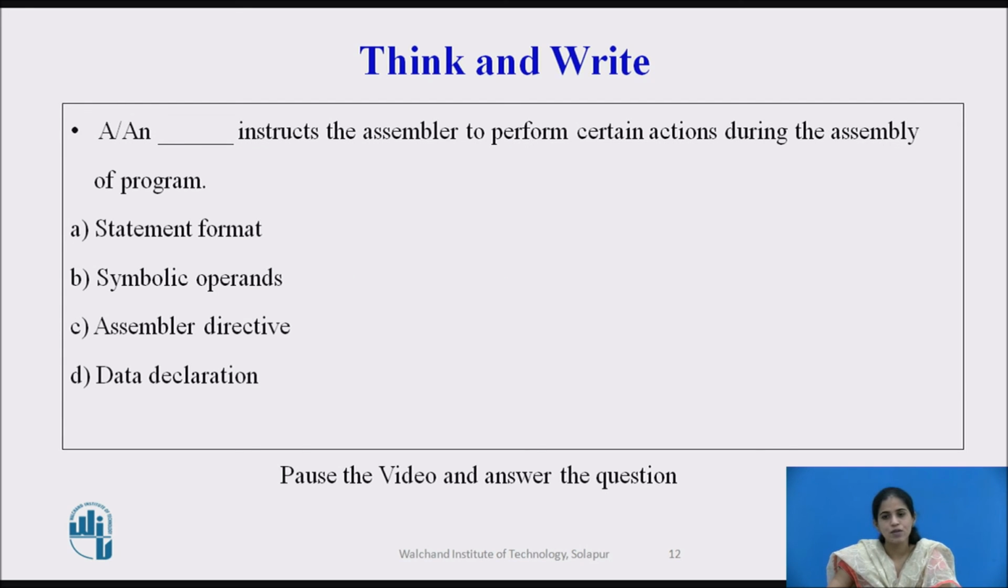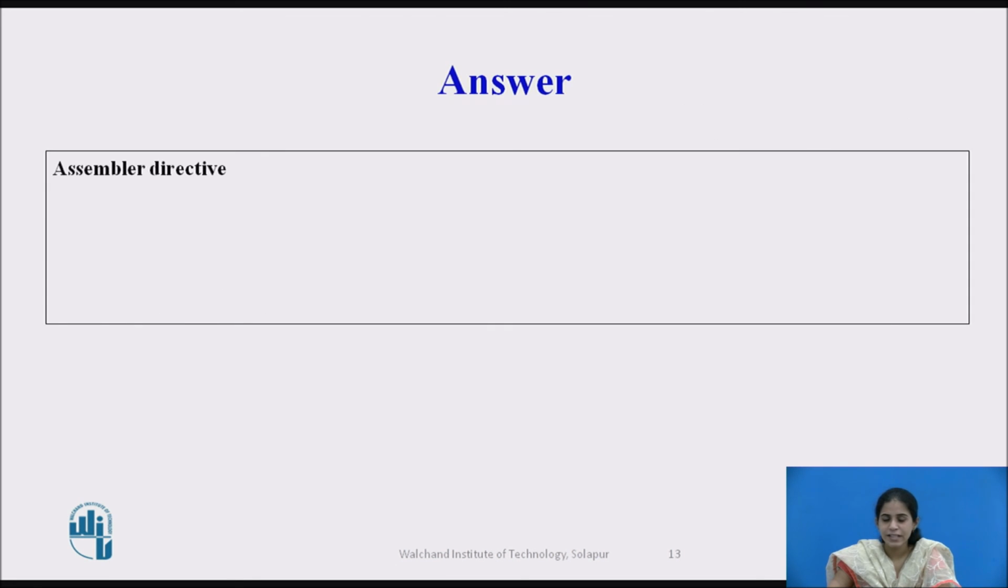Now, after seeing the types of assembly statements, can you tell me which one instructs the assembler to perform certain actions during the assembly of the program? The options are statement format, symbolic operands, assembler directives, data declaration. Pause the video and think on it. Basically, assembler directives instruct the assembler to perform certain actions during the assembly of the program.